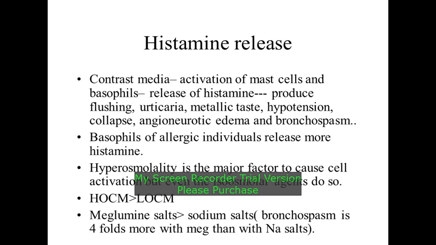Hyperosmolality is the major factor to cause cell activation, but even the isoosmolar agents do so. But the high osmolar contrast media have more effect than the low osmolar contrast media. Meglumine salts have more effect than the sodium salts. So bronchospasm is 4 times more with meglumine than with sodium salts.